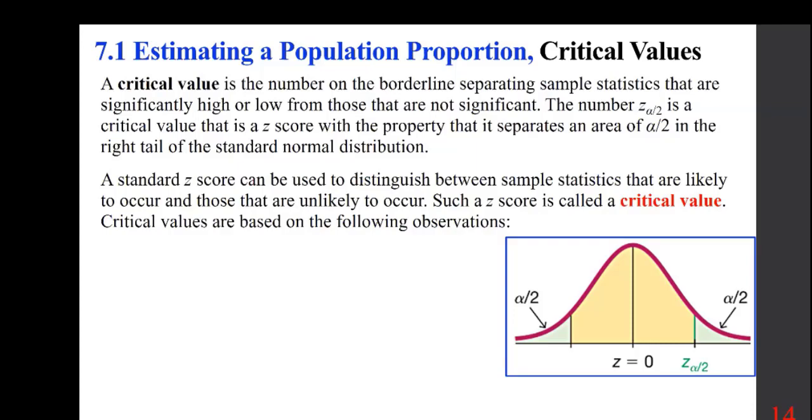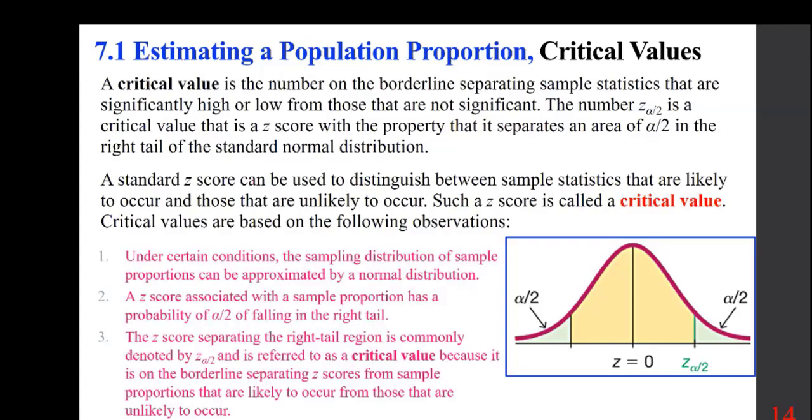A standard z-score can be used to distinguish between sample statistics that are likely to occur and those that are unlikely to occur. Such a z-score is called a critical value. Critical values are based on the following observations. Under certain conditions, the sampling distribution of sample proportions can be approximated by a normal distribution. A z-score associated with a sample proportion has a probability of alpha over 2 of falling in the right tail. The z-score separating the right tail region is commonly denoted by z alpha over 2 and is referred to as a critical value because it is on the borderline separating z-scores from sample proportions that are likely to occur from those that are unlikely to occur.